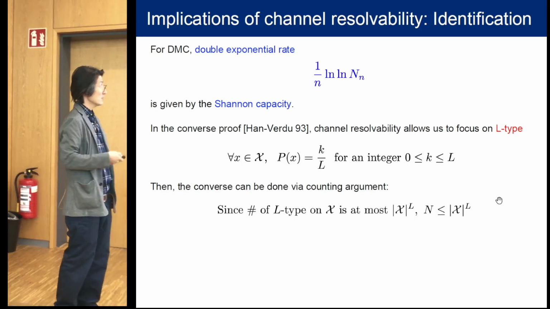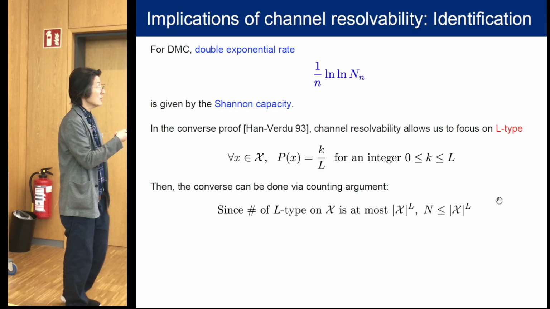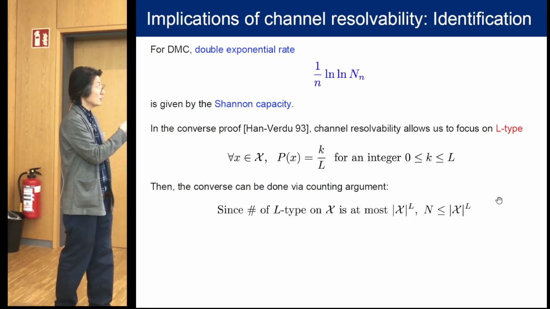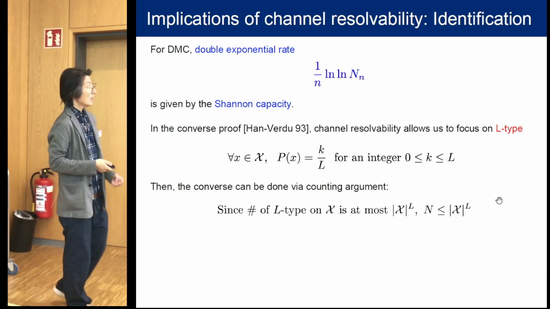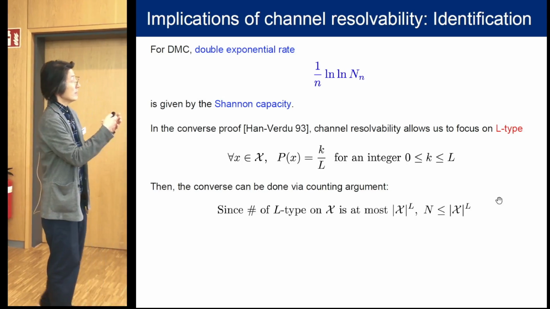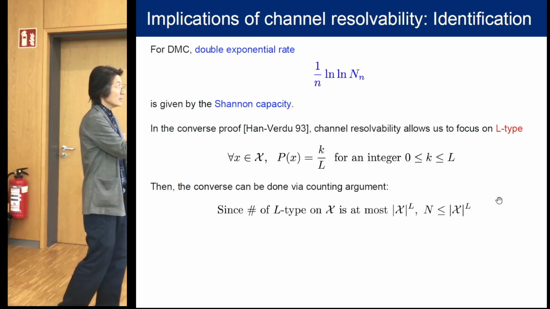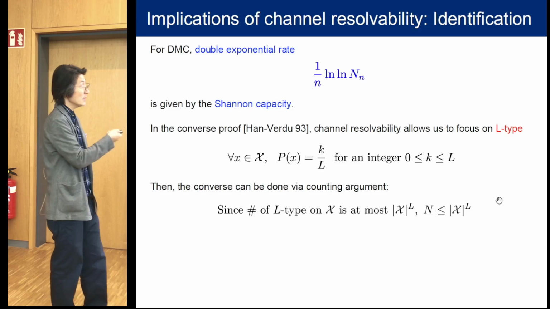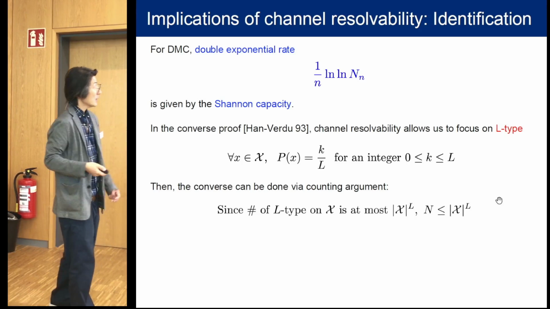But proving this result is quite difficult, and Han and Verdú introduced channel resolvability problem to prove converse for this result in their paper. And they showed that by using channel resolvability, we can focus on something called L-type. L-type is probability distribution such that each probability is integer multiple of 1 over L.